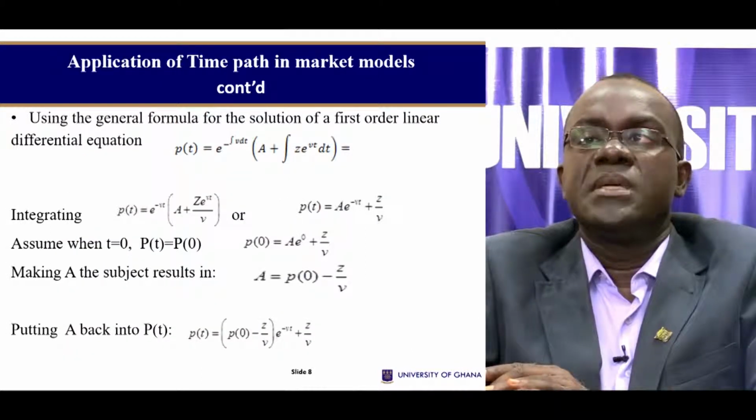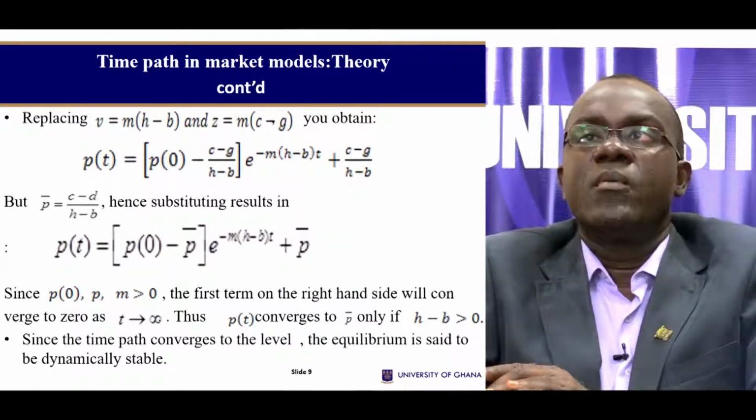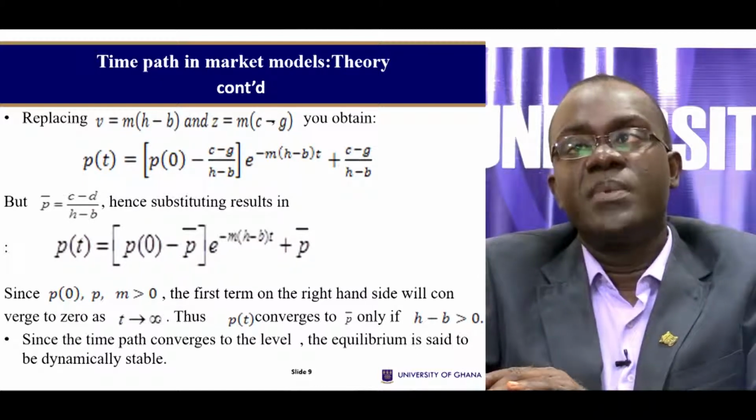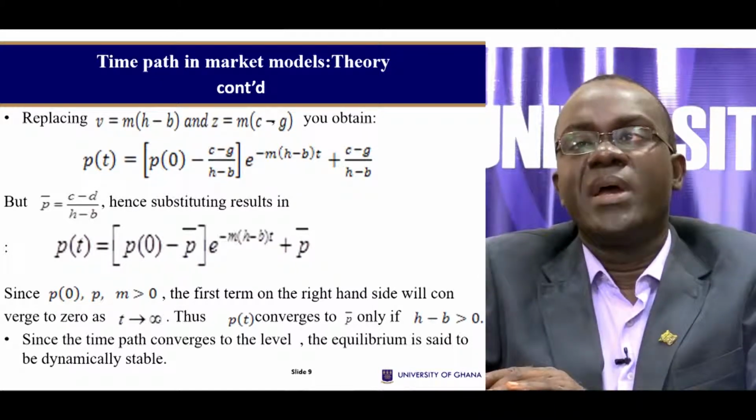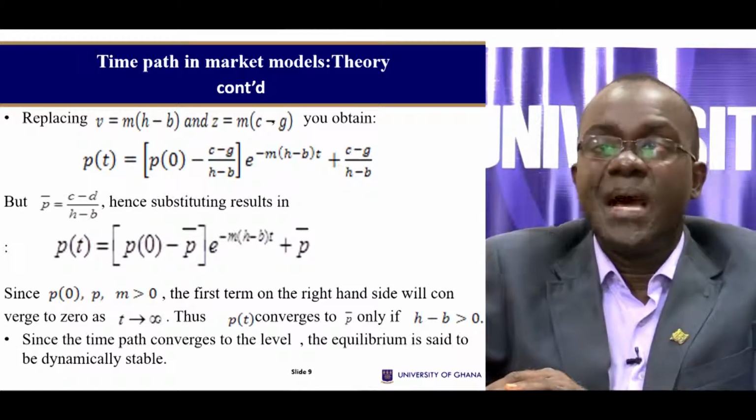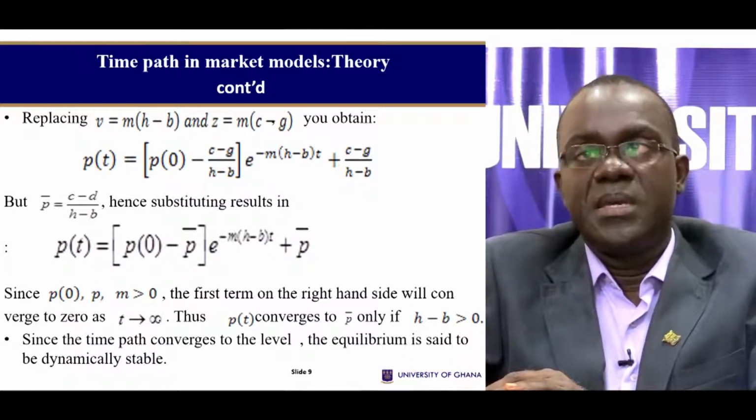So when we slot it in this equation, we have this. And if you go back to our initial definition of equilibrium, then we have what we have standing over here. So in place of this one, we put the P prime, the equilibrium price, and we have the P price over here.